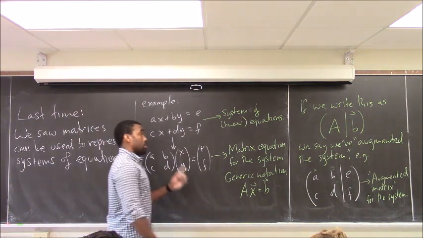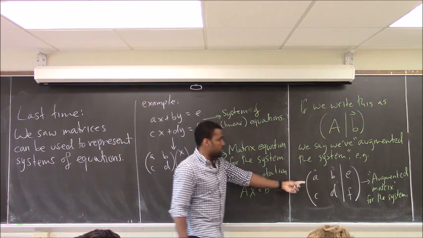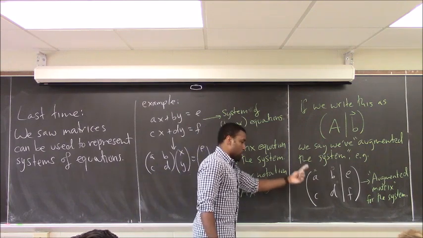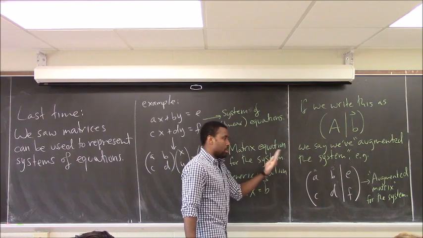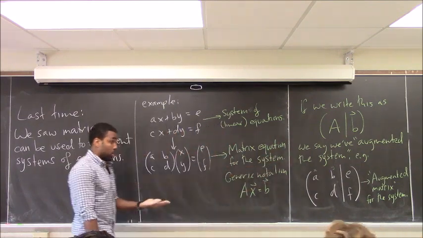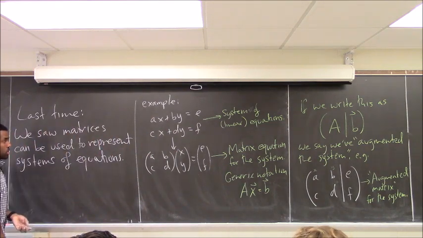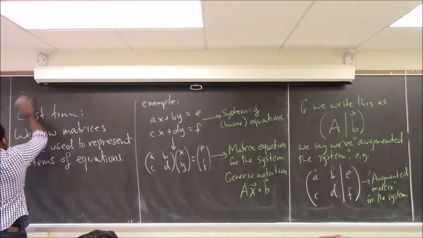Now, last time what we also did was we actually did this for a system. We did a bunch of mumbo jumbo with the matrix and we got it to a form where we could see that, oh, 1 times x plus 0 times y equals this, and 0 times x plus 1 times y equals that. And we could find the solution to the system. We could find the x and y's that make the entire system true.